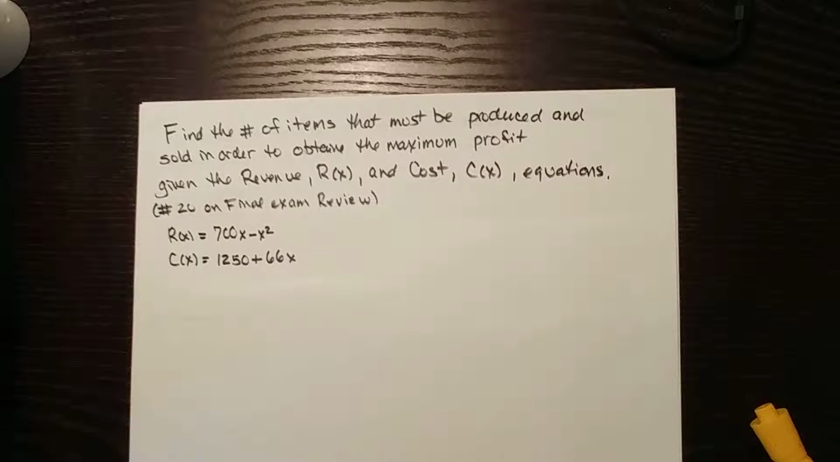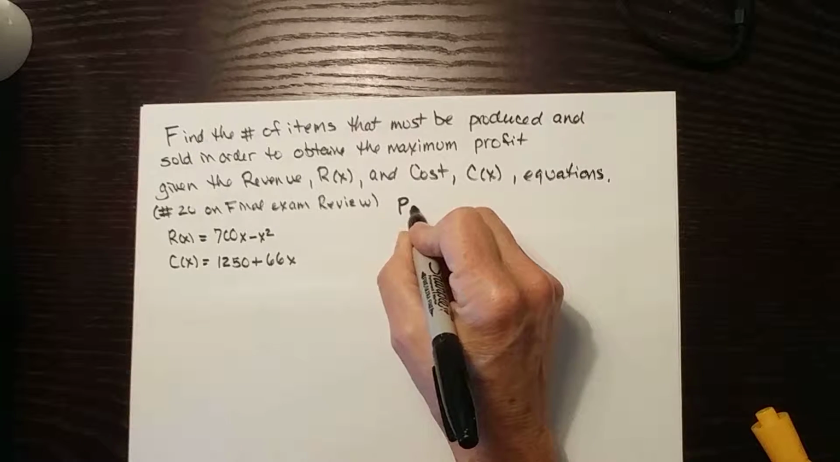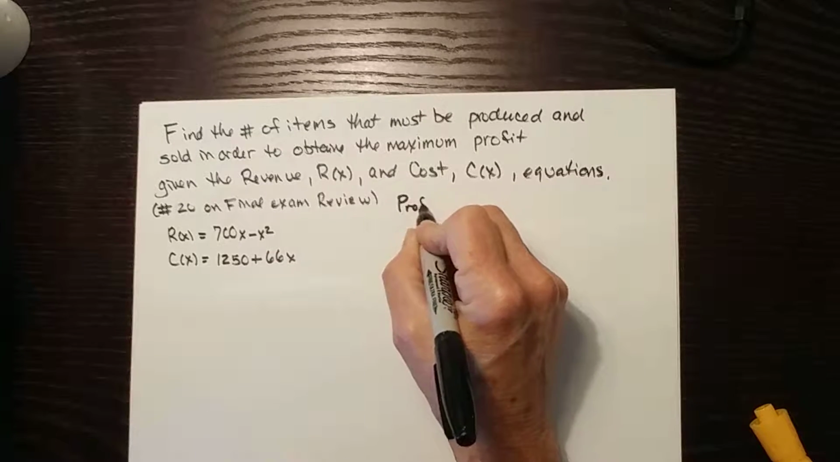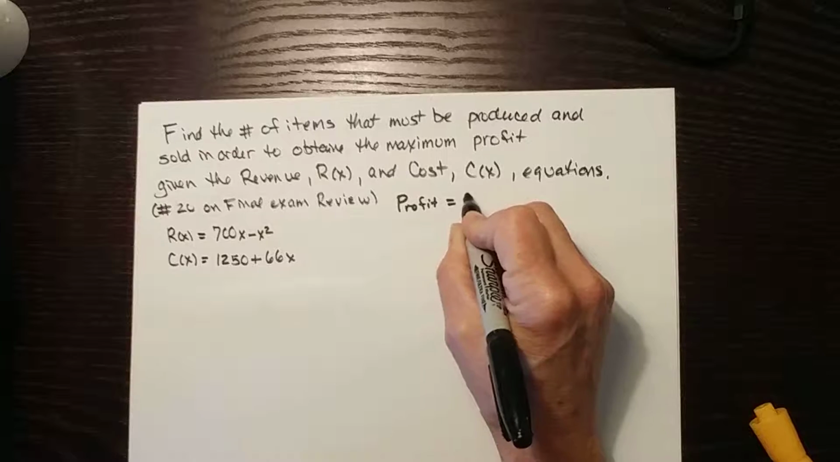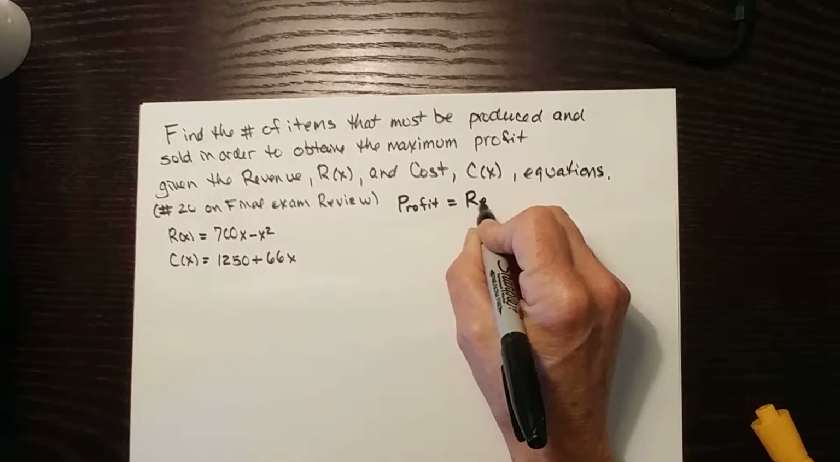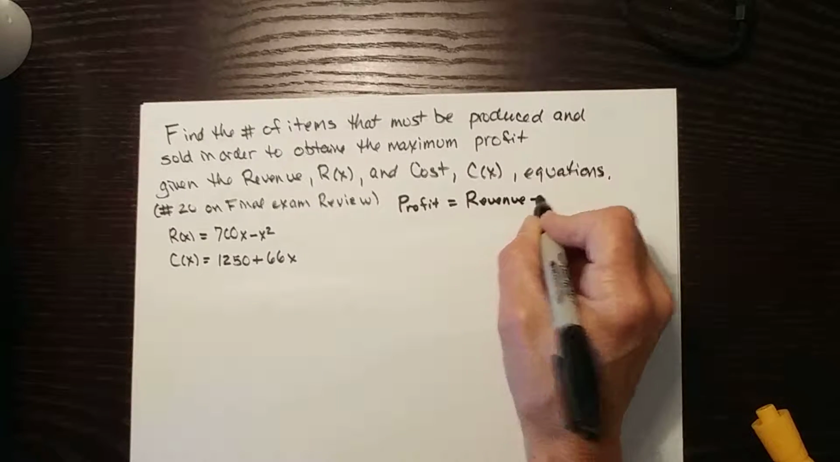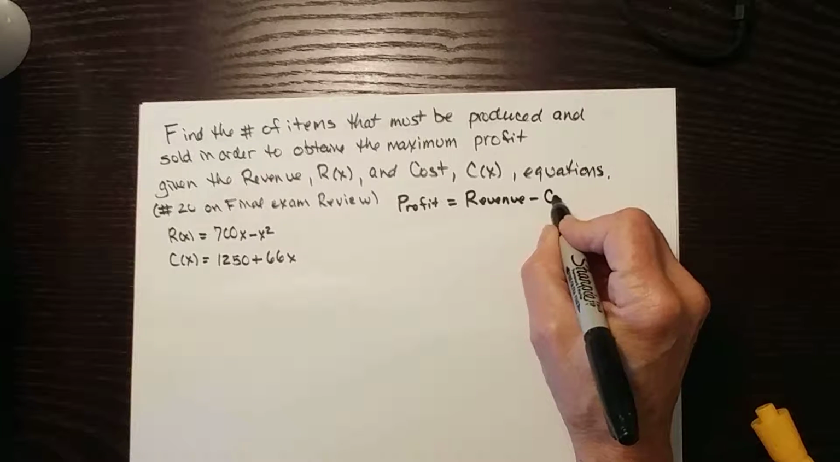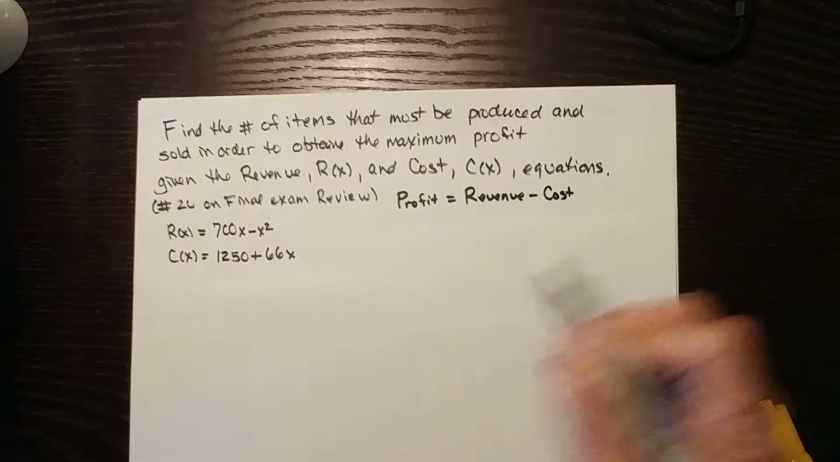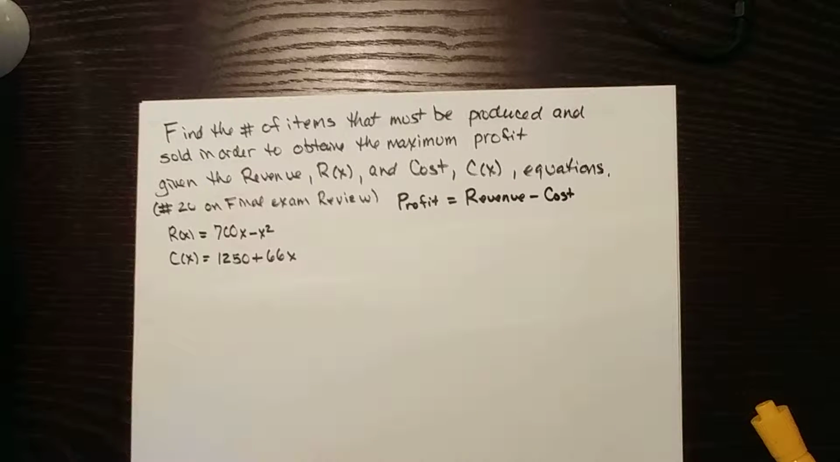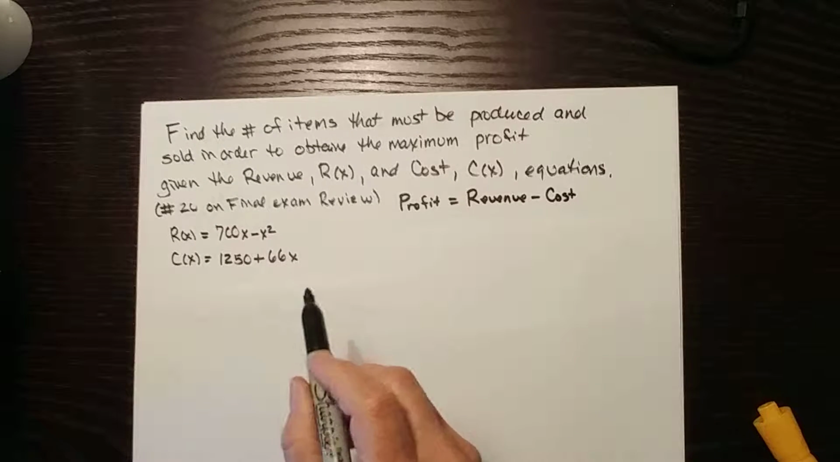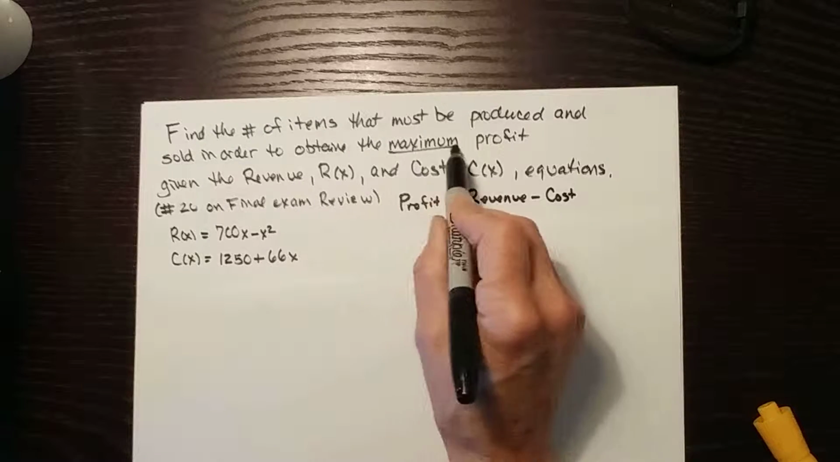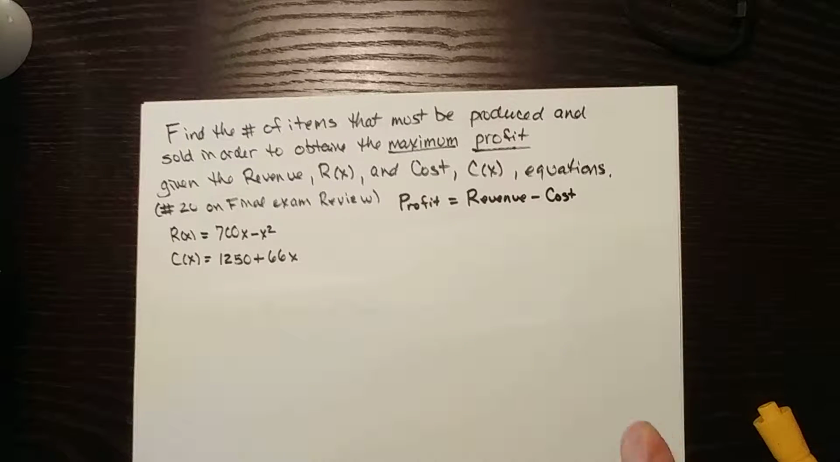I think it says in the problem, and just in case it doesn't, that profit in general is equal to the amount of money you have coming in, called the revenue, minus the amount of money you have to pay to cover your cost, minus the cost. And so profit is the amount you keep at the end of the day. In order to obtain a maximum profit, take note that you're looking for profit. You have to first find a profit equation.